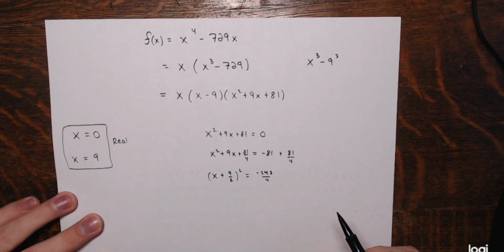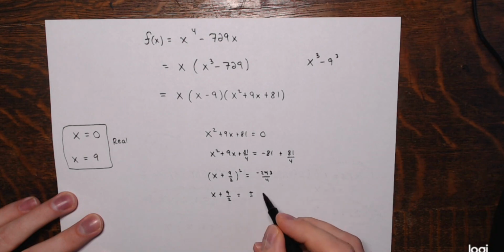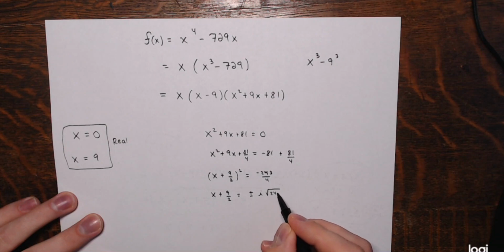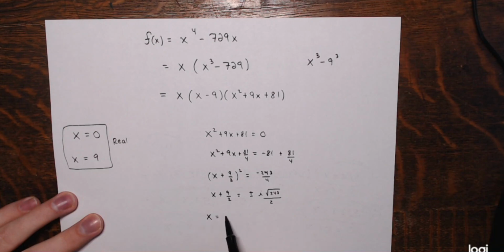Yeah. And then we get x plus 9 halves equals positive or negative i times the square root of 243, divided by 2. And then we subtract 9 halves here, so x equals negative 9 halves plus or minus i times the square root of 243 all over 2. And you see these are not real because of the imaginary number there. Right? We ended up taking the square root of a negative.